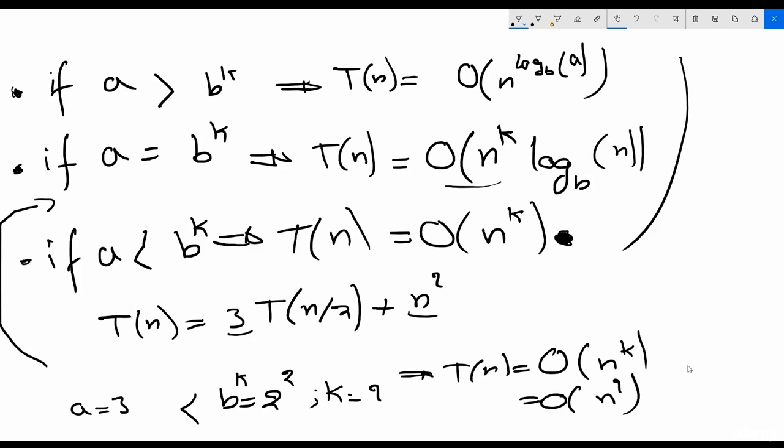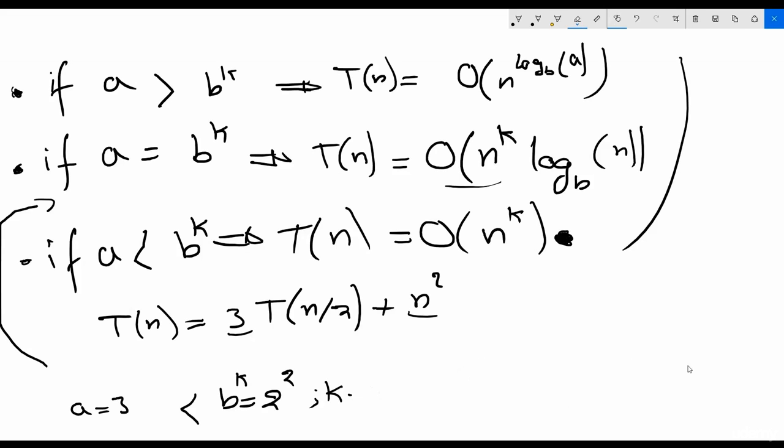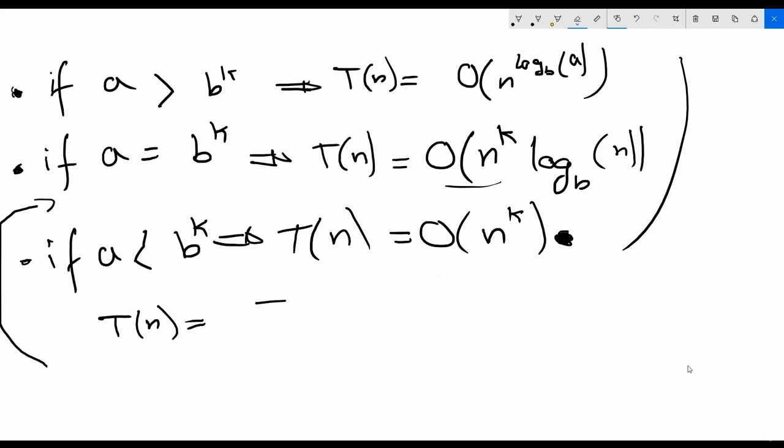Okay? Let's see another example. Let's say that we have t of n equals 8 t of n divided by 2 plus n. Okay? Let's say you have an algorithm that has this recurrence relation.